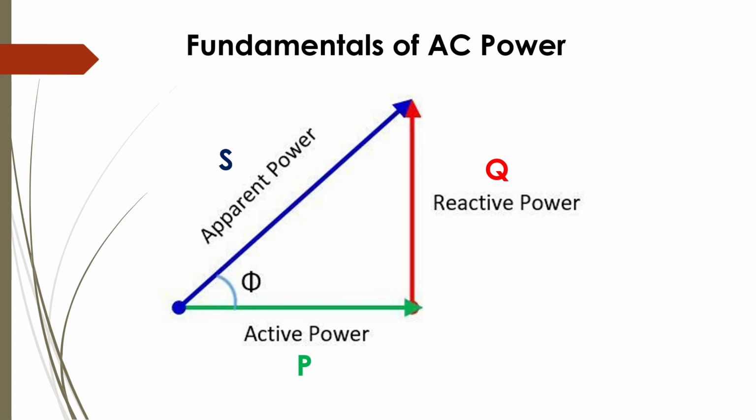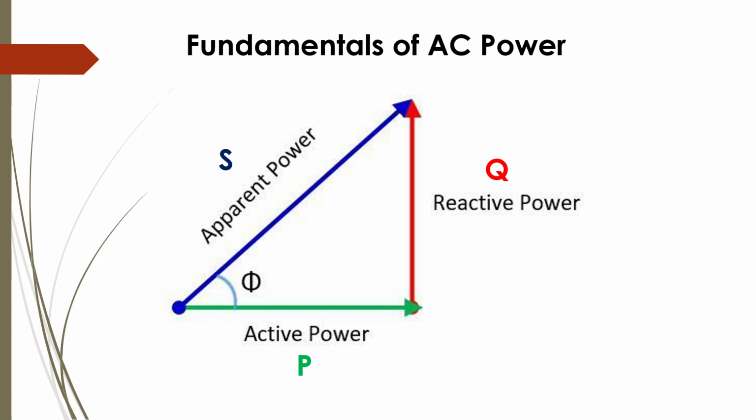AC power consists of two types or two categories of powers, into which we can briefly segregate its components. One is active power and one is reactive power.